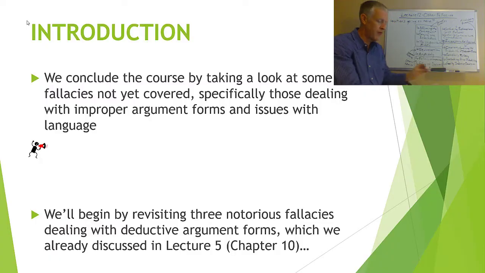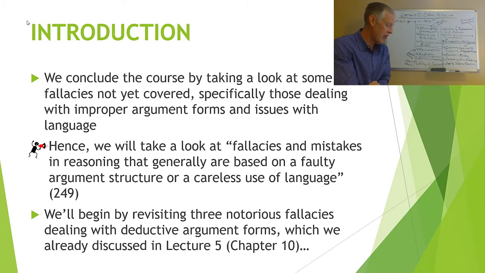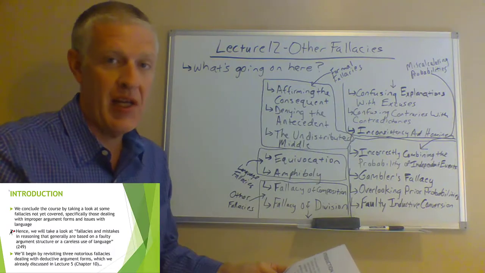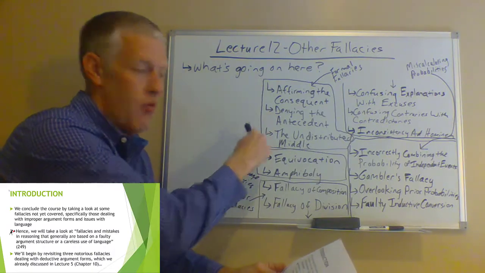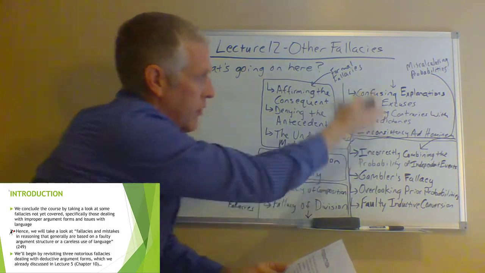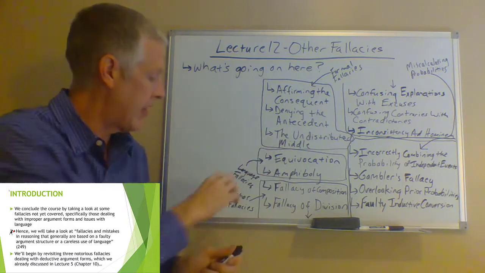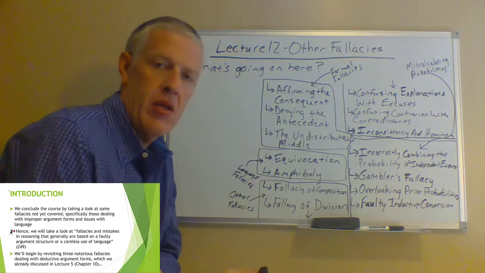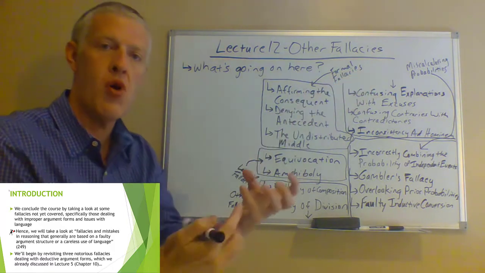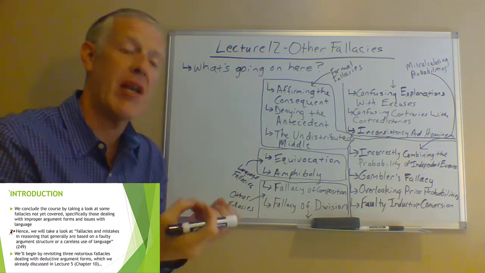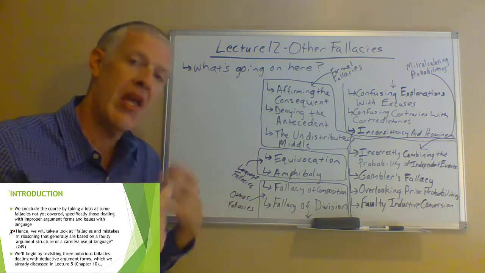As they suggest on page 249 of our text, we will take a look at, quote, fallacies and mistakes in reasoning that generally are based on a faulty argument structure, or a careless use of language. So again, I would say, yeah, we do that, right? But that's only some of what we're going to do. A lot of what we're doing doesn't deal with the formal or language fallacies, although we are going to be discussing those as well. So they point out a lot of what we're going to be doing deals with the form or structure of arguments and what can be problematic about those, and also issues related to the language that's being used.